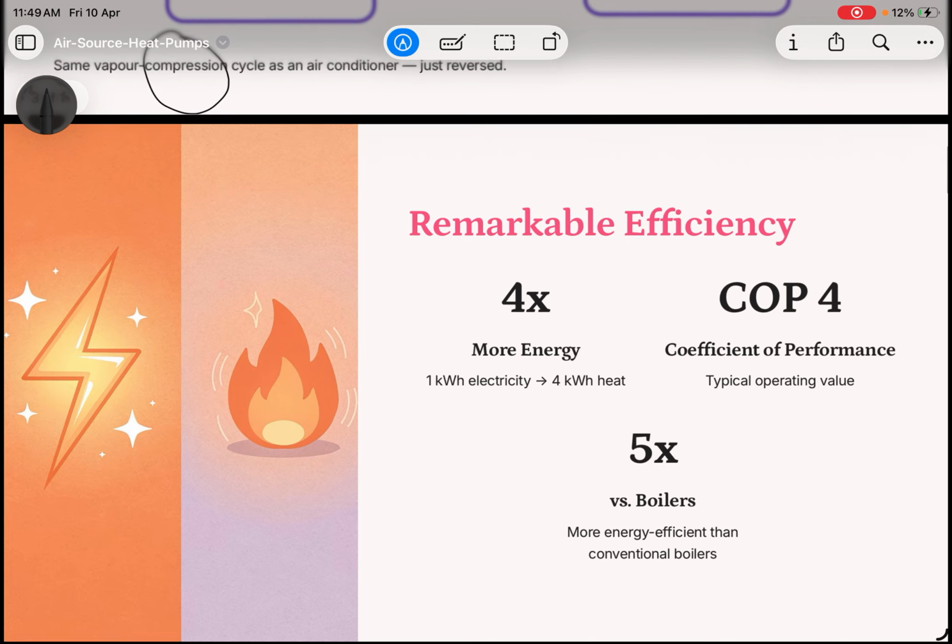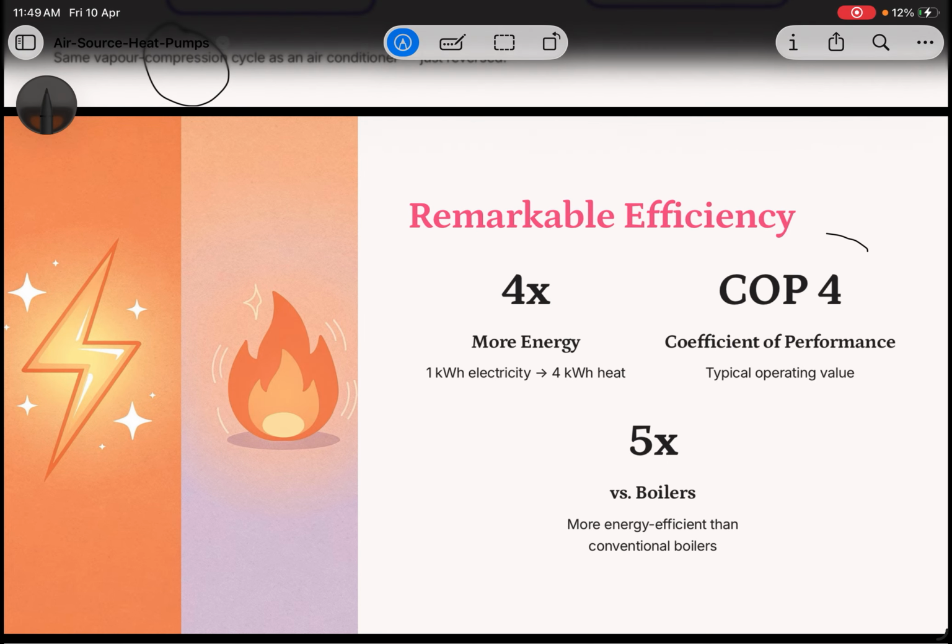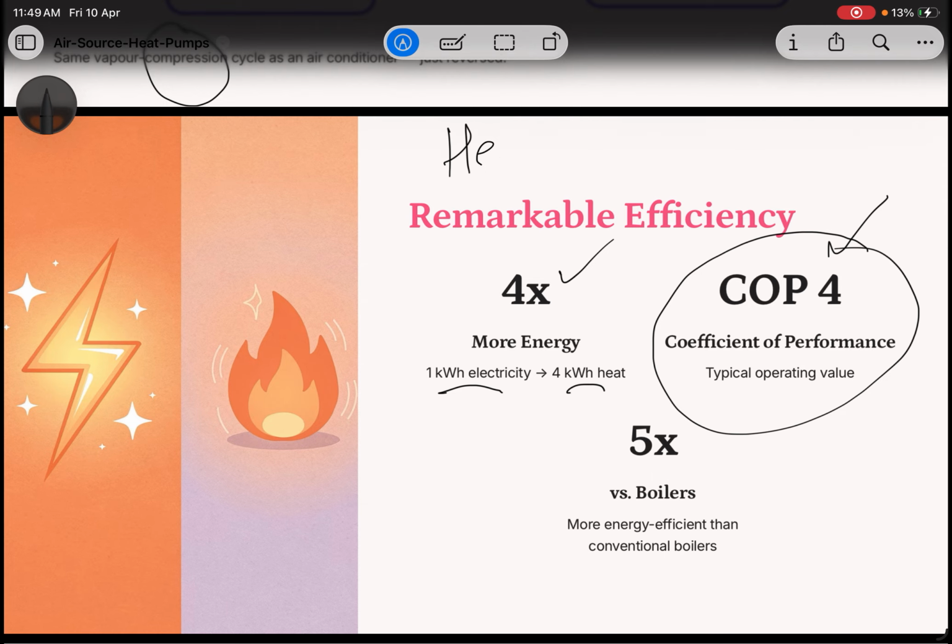As I already mentioned, this has a very good efficiency, with a coefficient of performance of 3 to 4, and this gives you 4 times the energy. So 1 kilowatt of electricity gives you 4 kWh of heating effect. This is why heat pumps are widely used.